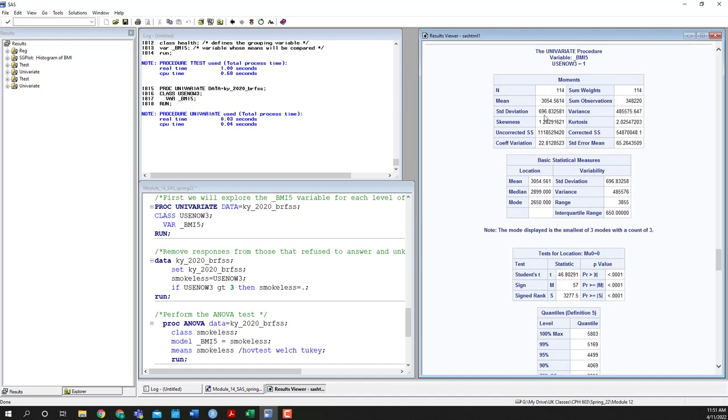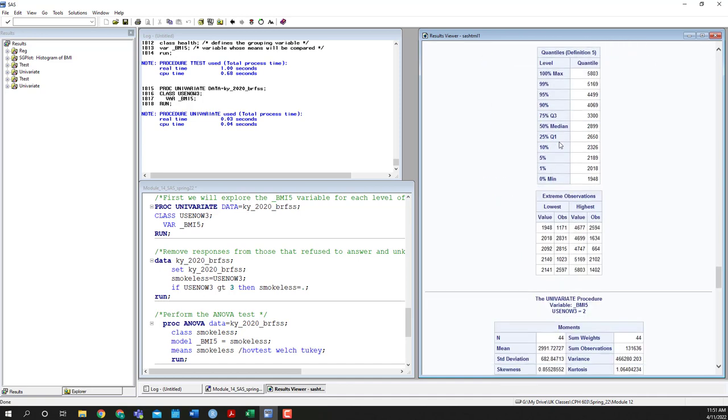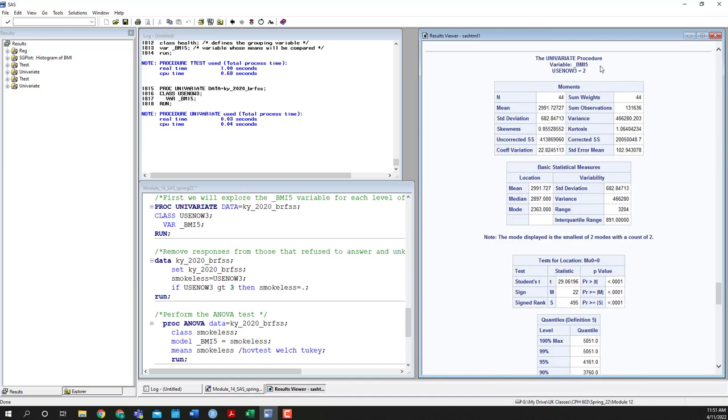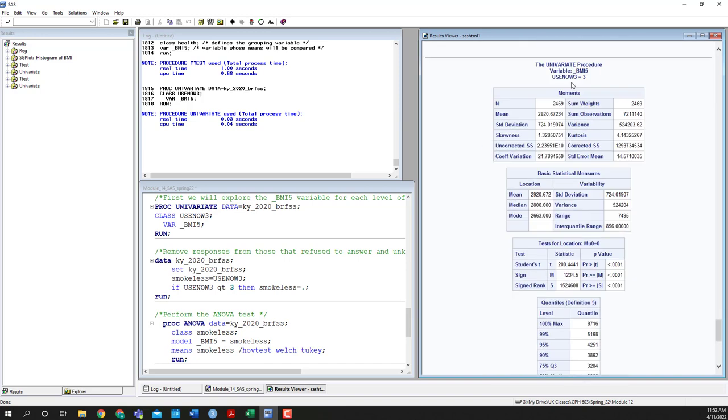But some things to look at here is we have the standard deviation and the mean for each of the groups. Again, remember, these are BMI values, so they have those 2 implied decimal places. So really for group 1, the mean BMI is 30.54. Smokeless tobacco use level 2, we have a mean of about 29.91, and then here's our standard deviation, and similar for level 3 for the smokeless tobacco.